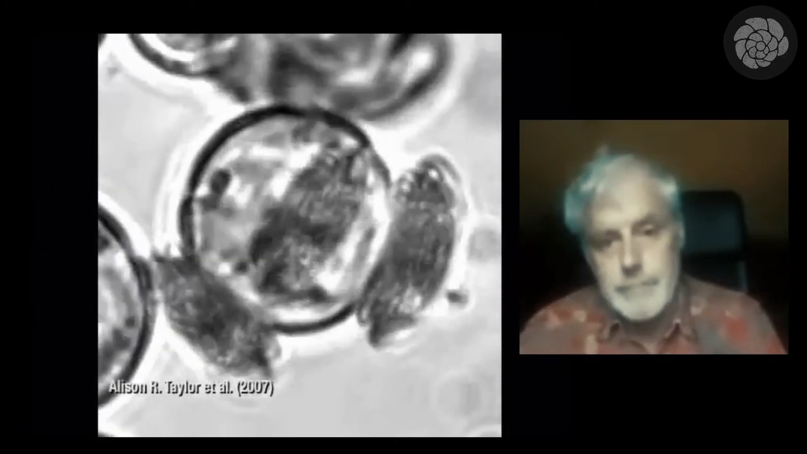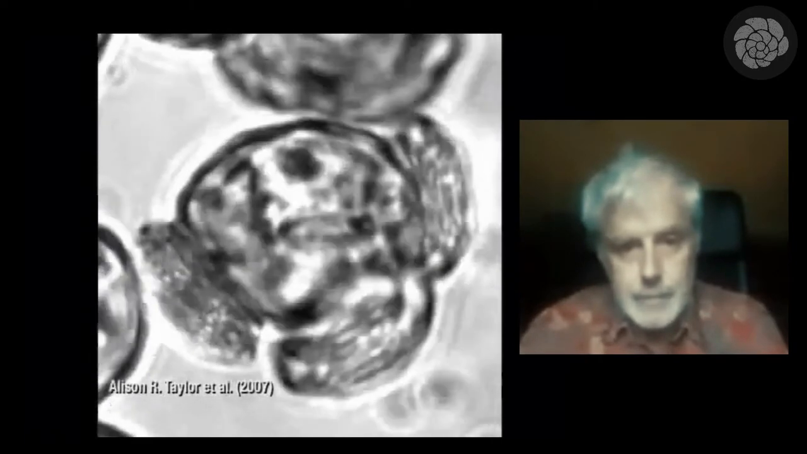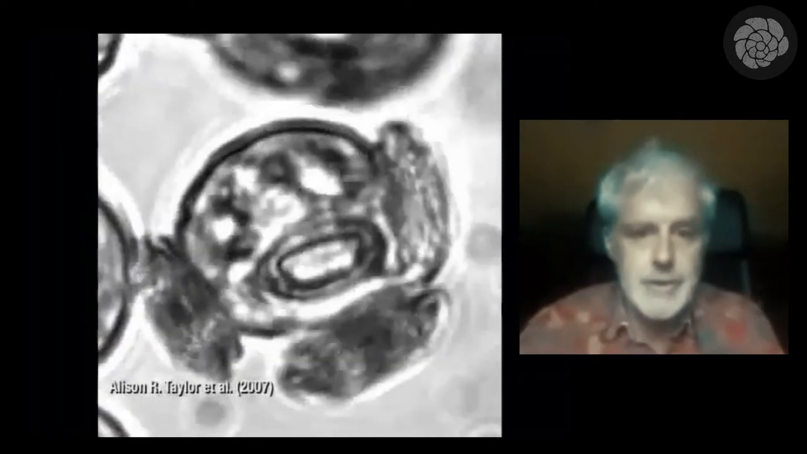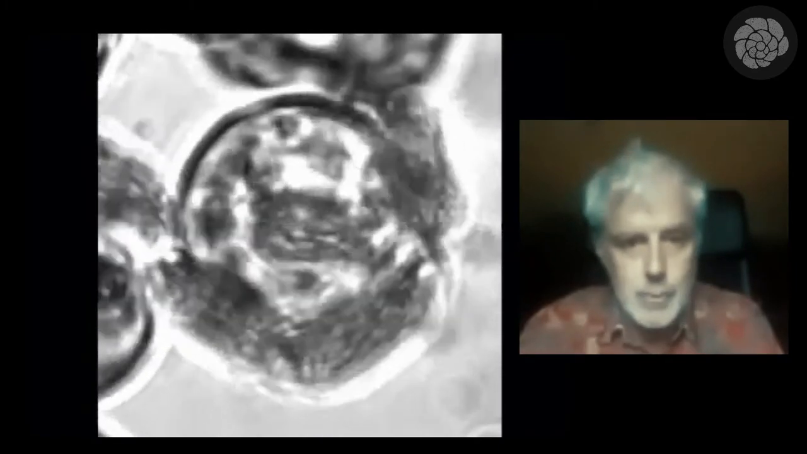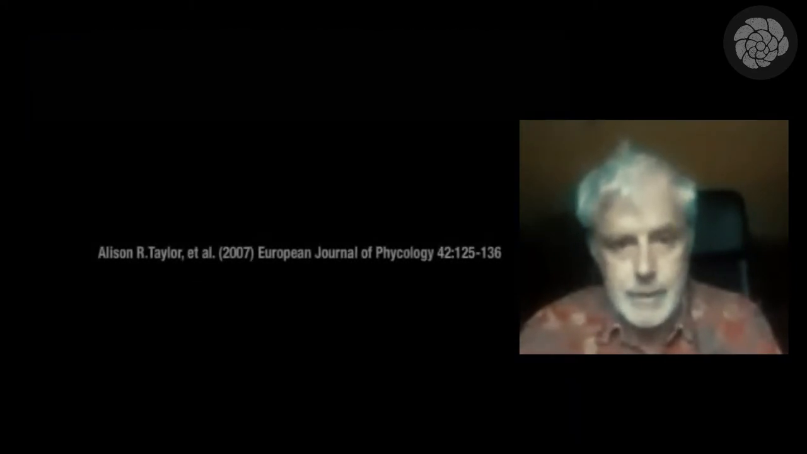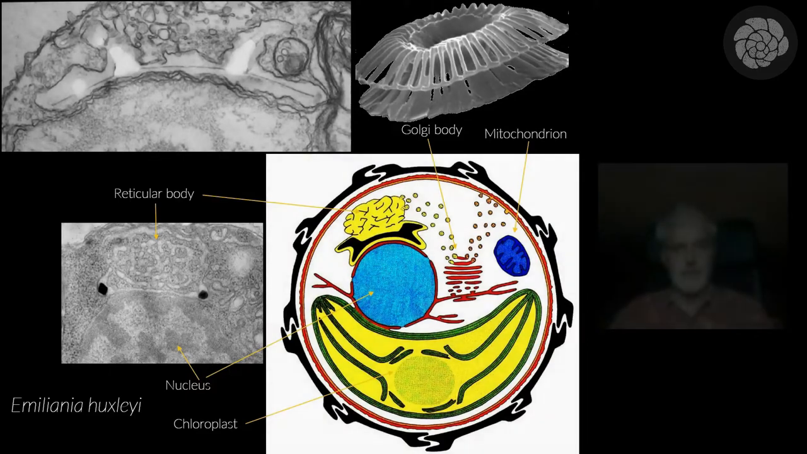It grows, and eventually it will be pushed out. Exocytosis is the technical term for that. And here we see a fourth one just starting to form. That's it. So it's making about one coccolith every 2 hours in that sequence. We will progress on. It's a remarkable process, even just looking at it like that.